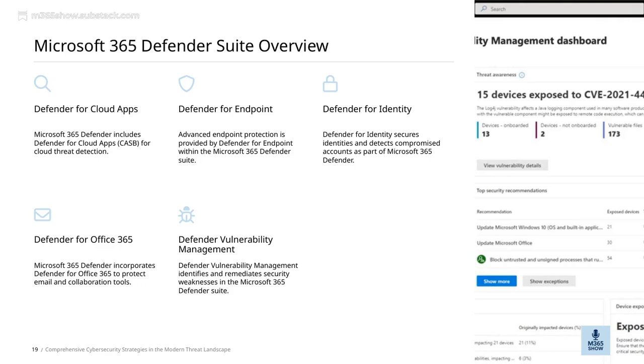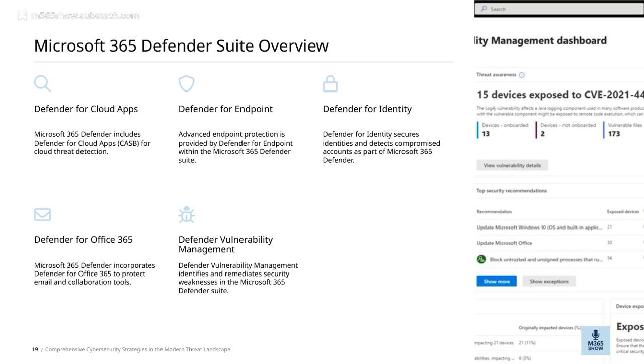Now, let's take a closer look at the Microsoft 365 Defender Suite overview. As cybersecurity threats continue to evolve, having a comprehensive strategy is more important than ever. This suite offers an integrated approach to detect, prevent, and respond to a wide range of security challenges. One key component is Defender Vulnerability Management. This tool helps us identify and fix security weaknesses across our environment, making our defenses stronger and more resilient. It's about staying ahead of potential exploits before they can cause harm.